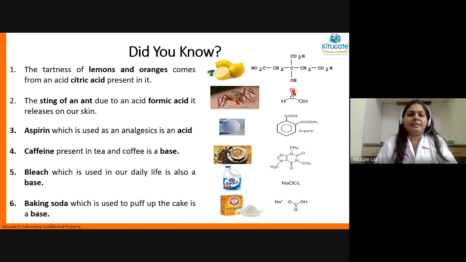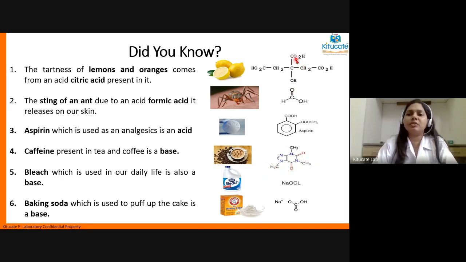The analgesic tablet aspirin that we take is also an acid. Caffeine, which is present in coffee, is a base. And caffeine is represented like this.